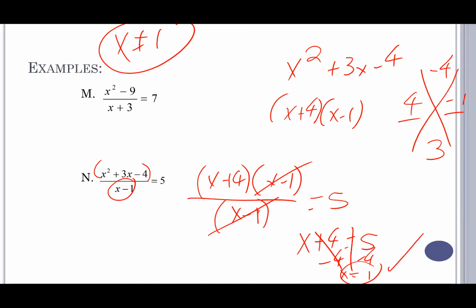But this answer says x equals 1. But this says x can't be 1. So what's the problem here? It means it doesn't really work. We don't actually have a solution to this. There is no solution because the only solution we get doesn't fit because it makes the denominator 0. So there is no solution to this.